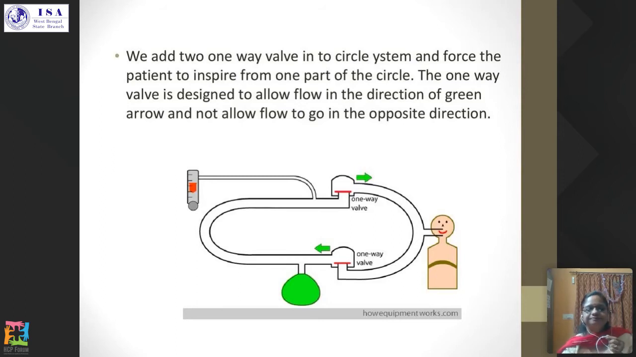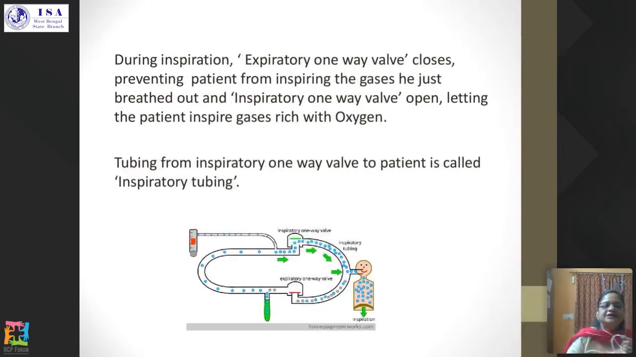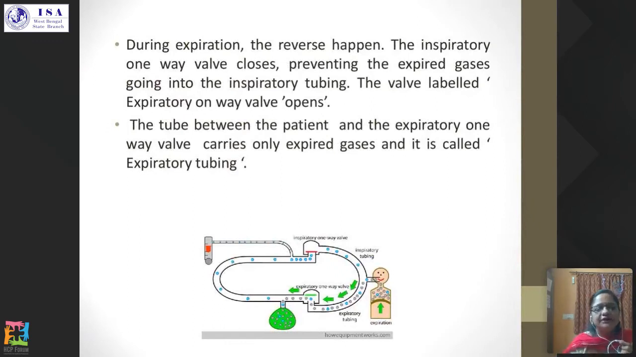So during inspiration, the expiratory one-way valve closes, preventing the patient from inspiring the gases he just breathed out. And the inspiratory one-way valve opens, letting the patient inspire gases rich in oxygen. And during expiration, the reverse will occur, that is, this valve closes, this valve opens. That is, the expiratory one-way valve will open. And this part of the tube, from the inspiratory one-way valve to the patient, is called the inspiratory limb. And this is the expiratory limb, that is, from the patient to the expiratory valve. It is called the expiratory limb.